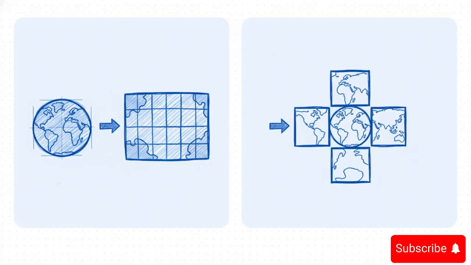Second, to fix that distortion problem, S2 stops pretending the Earth is a flat rectangle. Instead, it projects the entire globe onto the 6 faces of a cube, and then it unfolds it. Now, since a cube is much, much closer to being a sphere than a flat sheet of paper is, this move drastically reduces how much the grid cells vary in size, especially up near the poles.